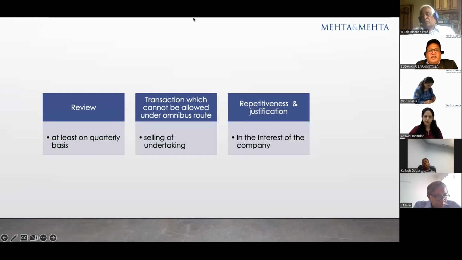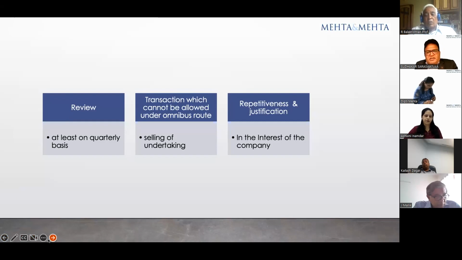Whenever there is any capital expenditure, whenever you are selling any capital asset, it may be a vehicle, it may be plant and machinery, it may be a building, any capital asset which you are selling to a related party, you cannot take an omnibus approval. That's what Ashwini is mentioning.